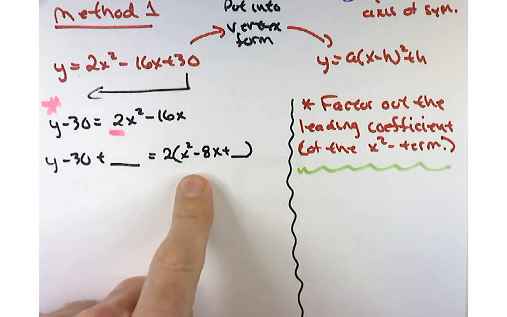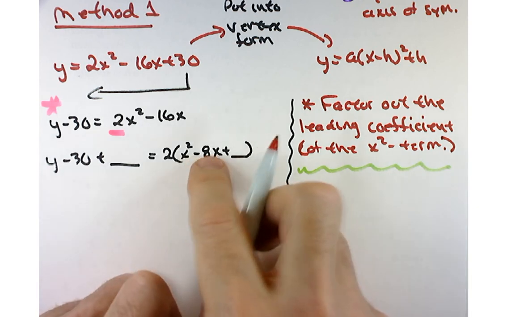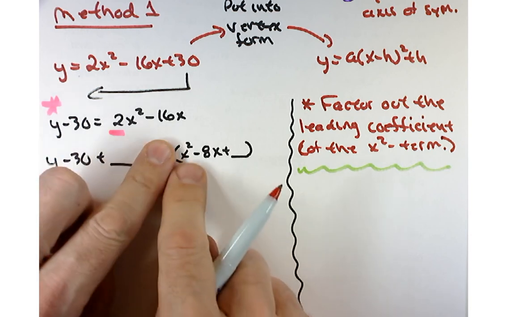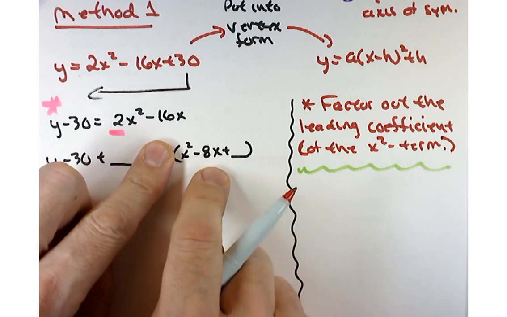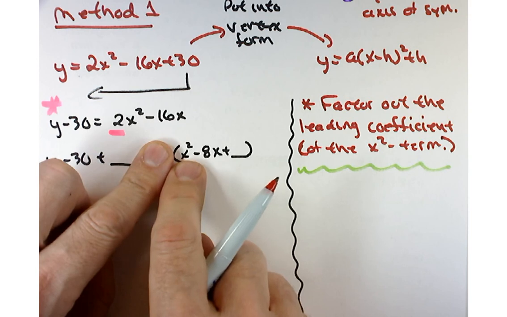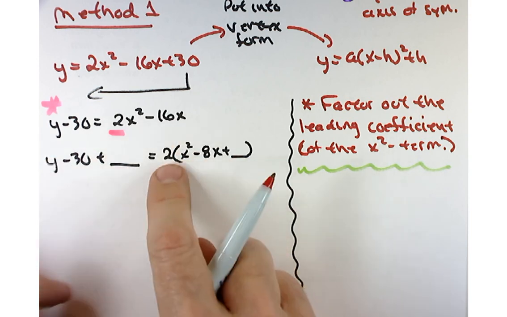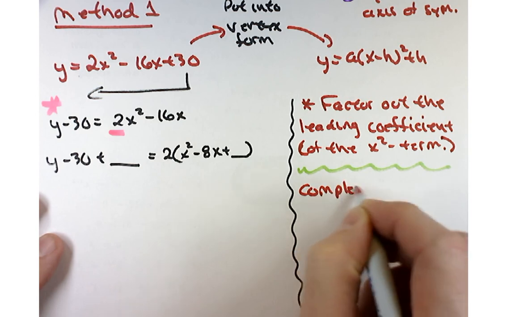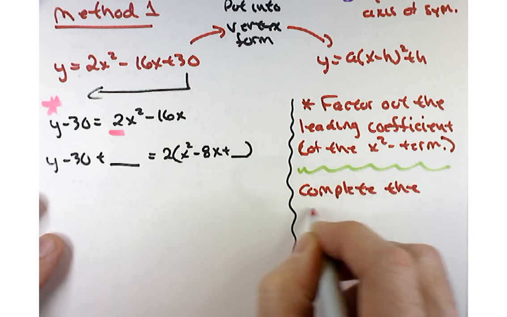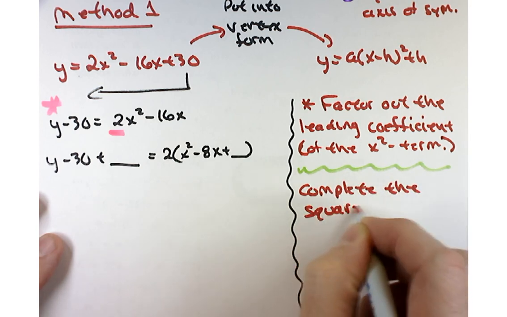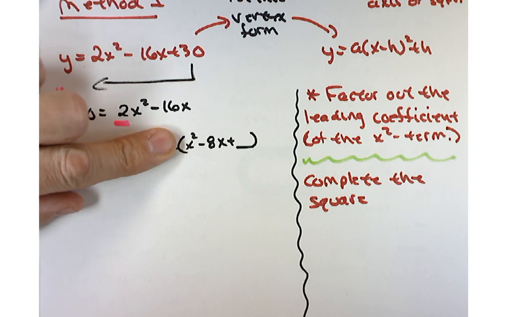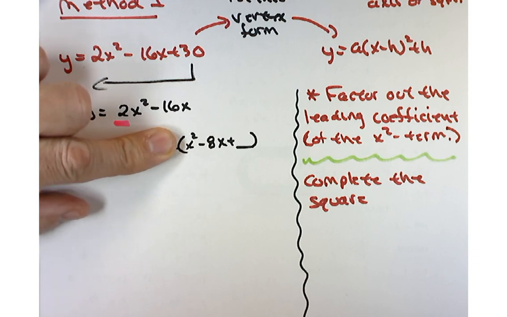So what we want to do is complete the square inside the parentheses. That's why I factored out the 2, because our process of completing the square requires that we have an x squared term by itself, not a 2x squared term. So complete the square. Do you remember how that goes? What do I do to complete the square? I'm just working with what's inside the parentheses.